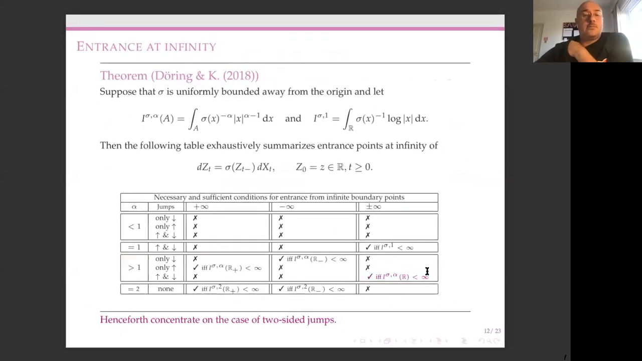So alpha is between 1 and 2. And we're looking at up and down jumps. Okay, if and only if this integral test over the real line is finite.